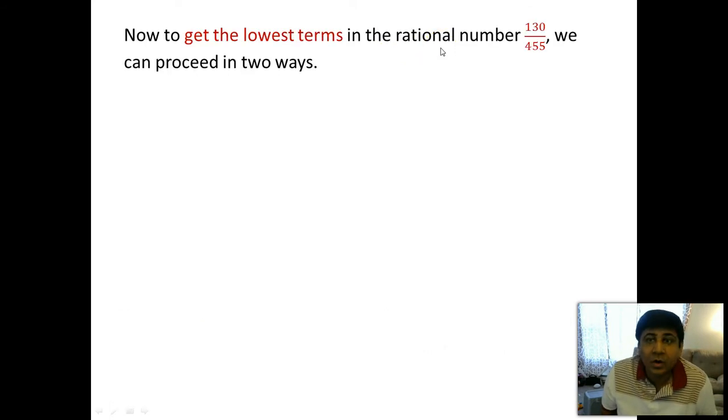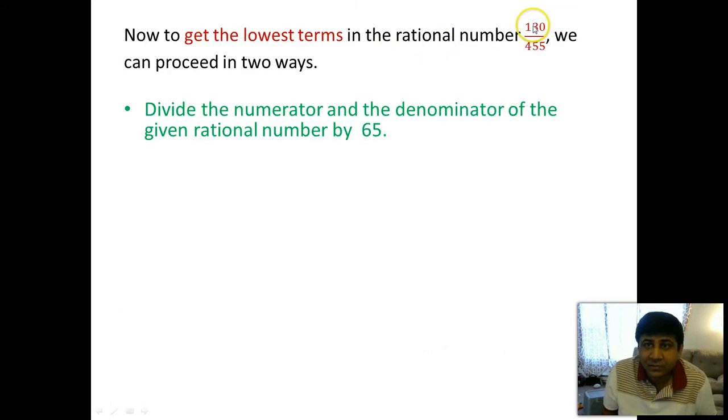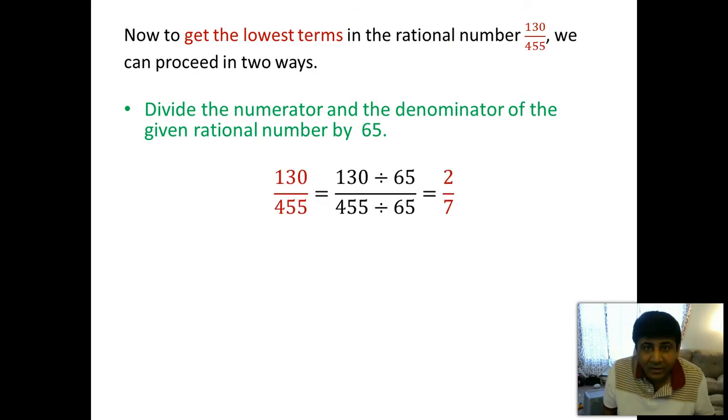Moving on, our fraction is given to us, which is 130 over 455. Divide both numerator and denominator by 65, the greatest common divisor you just got. That will bring it down to the lowest terms, which cannot be further simplified. So divide the top by 65, divide the bottom by 65, and your final answer comes out to be 2 over 7. Okay, you are done here. This is the lowest. You cannot go any further. Both are prime, no common factors.